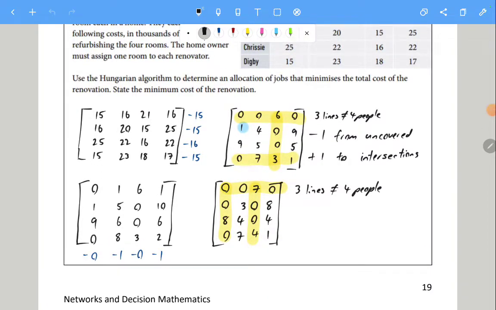And I definitely think I'm going to run out of space. So apologies for that. But anyway, let's go through. So the smallest uncovered number is 1. So we're going to take 1 from the uncovereds. And then we're going to add 1 to the intersection.